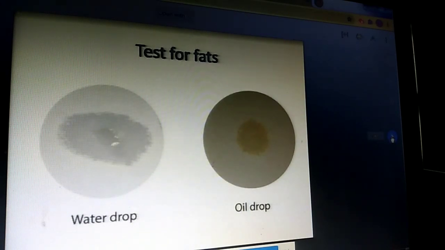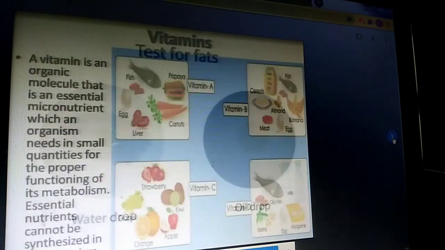The simple test is to take some oil seeds, oil producing seeds like groundnut, sunflower, sesame, mash them and rub them on the blotting paper or filter paper. You can see the patch.